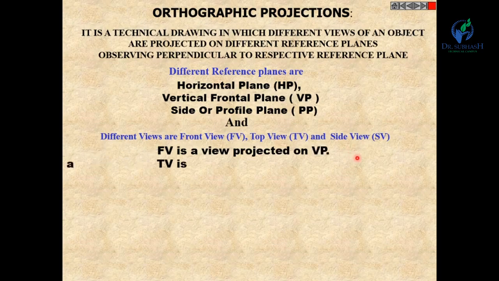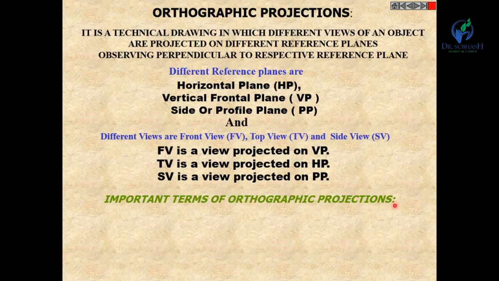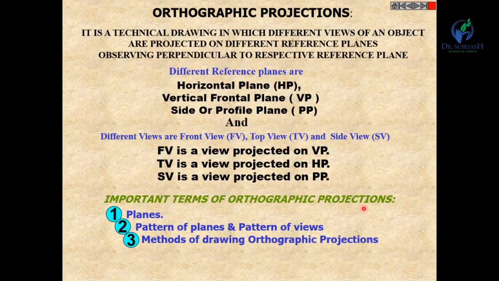So what do you mean by the front view? The front view is a view which is projected on VP, or a view looking from the front of the object. And the top view is a view looking from the top of the object, and this top view is projected on HP. The side view is a view which is projected on the profile plane. Now, important terms of orthographic projections: basically three main terms, which are pattern of planes, pattern of views, and methods of drawing orthographic projections.